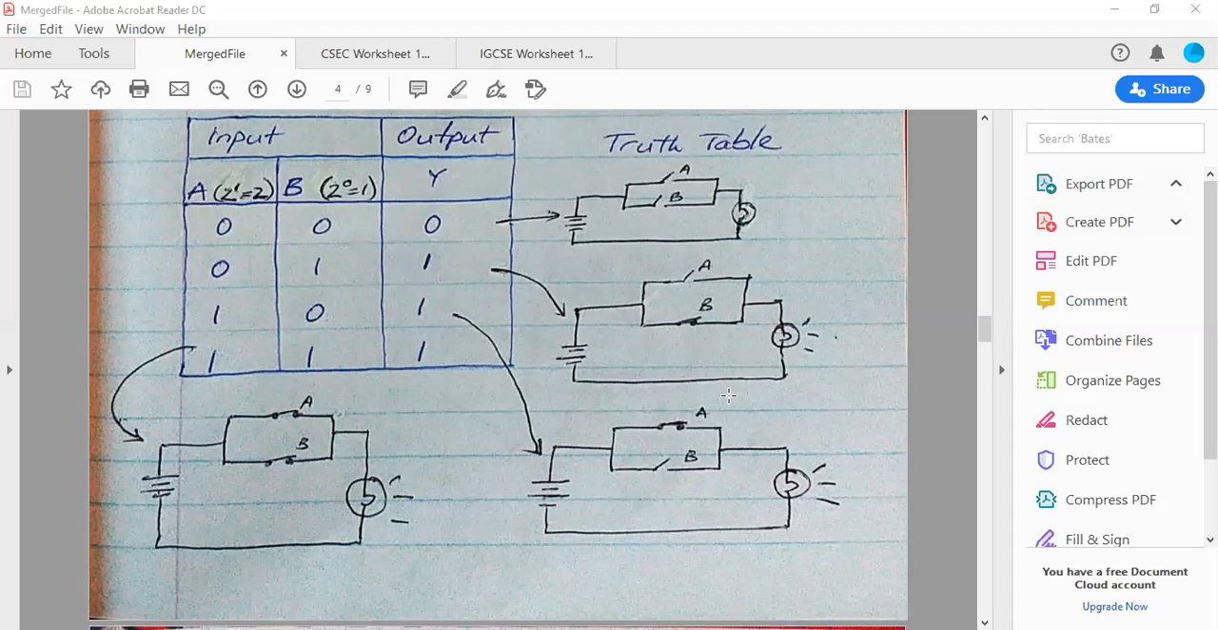Did this clarify any of your issues concerning the OR gate? Yeah. Thanks. Good. Yeah. So we're moving on now.